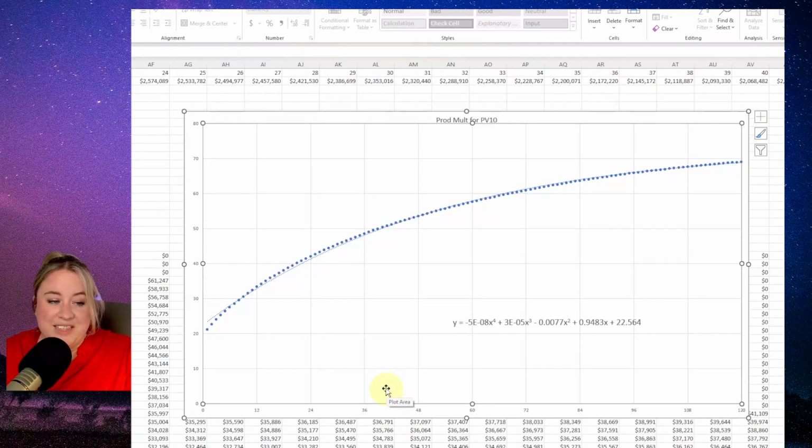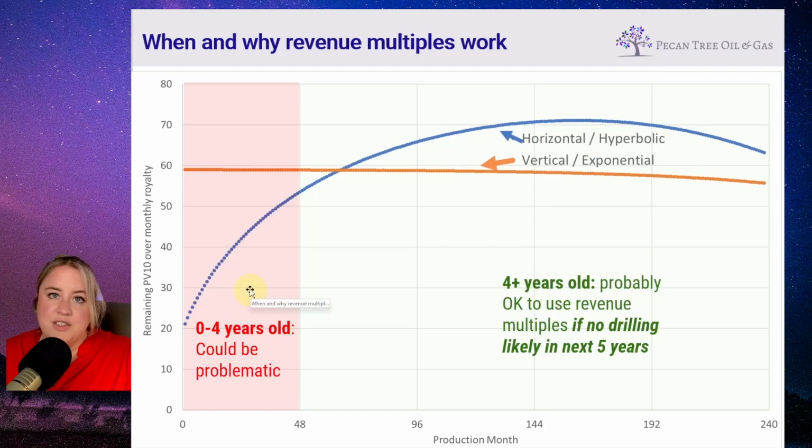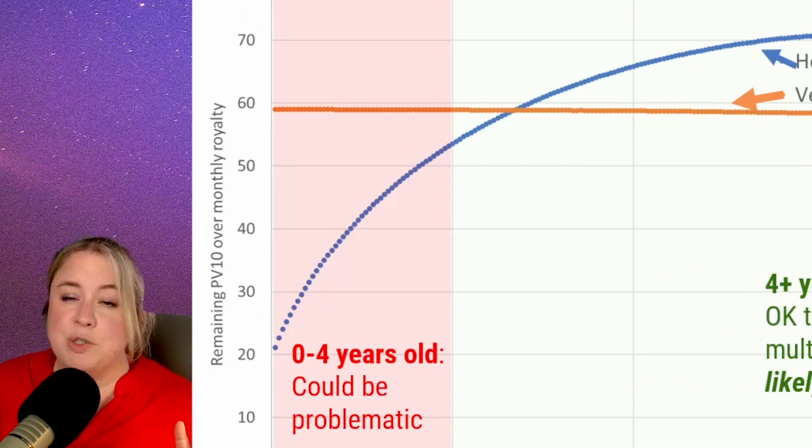If I were to summarize what I'm seeing, here's what I would recommend. If you have wells that are more than 4 years old and there's no likely drilling in the next 5 years, or you don't care about drilling in the next 5 years, maybe you're in an area where you know that there's no permits being filed anywhere around you, there's 100 miles before you get to the next well being drilled, there's probably not going to be any drilling happening soon. Because none of this values any future production.